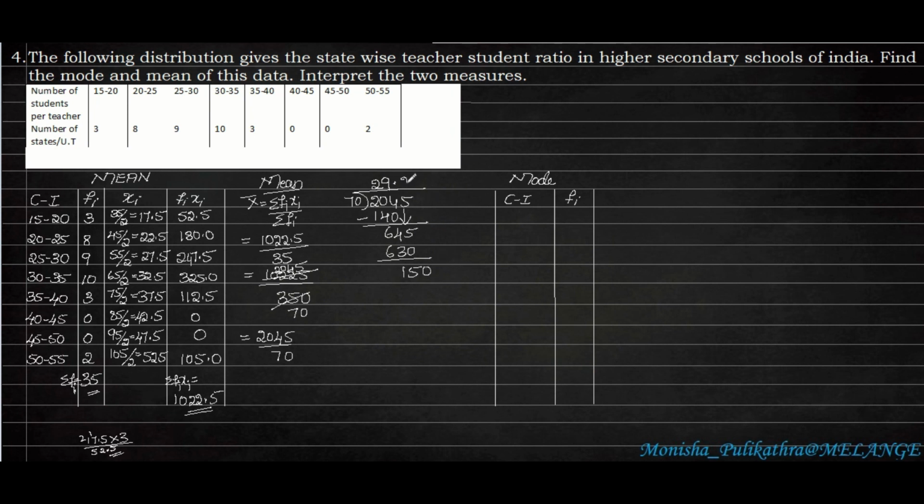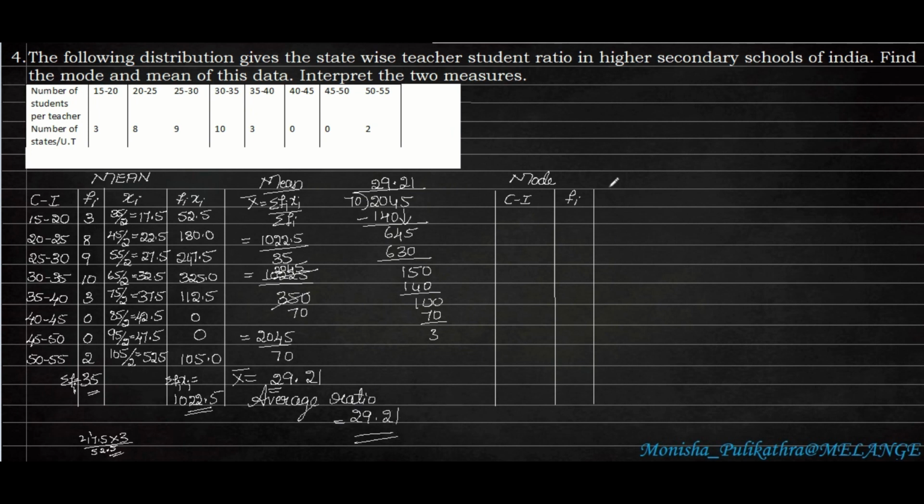So next, 7 2s are 14, so 70 into 2 is 140. 10 remaining. Again we can take a point. 7 1s are 7, that is 70 1s are 70. So it goes on. So the average teacher and student ratio, x bar, is equal to 29.21. So this we can take as the average ratio.